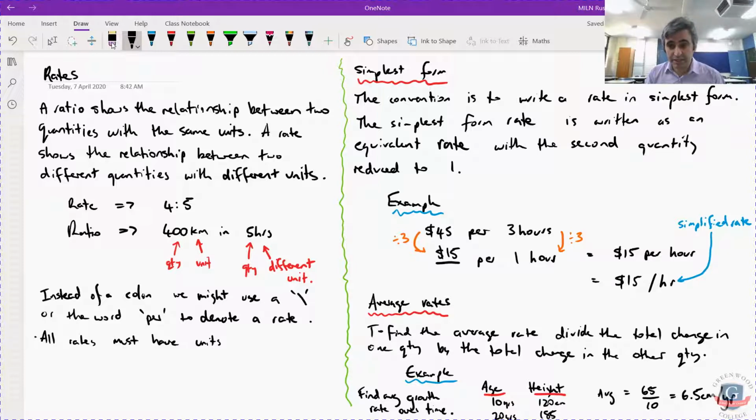And here's where we come into that per and slash thing that we mentioned over here. So when we say per hour, we can use the slash symbol instead of the word per, when it's per single hour, and write it like that.